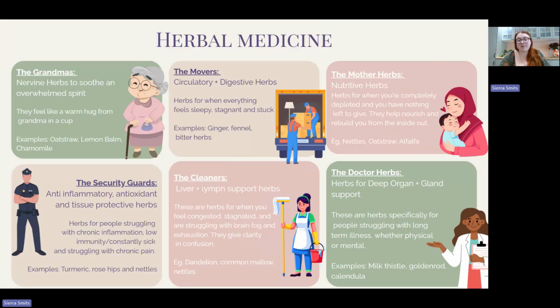And the doctor herbs. That's the last group I teach, and these are herbs for deep organ and gland support. These herbs are specifically for people struggling with long-term illness, whether physical or mental, and examples of them would be things like milk thistle, goldenrod, and calendula. These are for people who are really struggling. I really want to go more into this. I tried to put as much as I could into this PowerPoint, but because we're going over all 7 things that changed my life right now, I am not able to go too much more in depth.